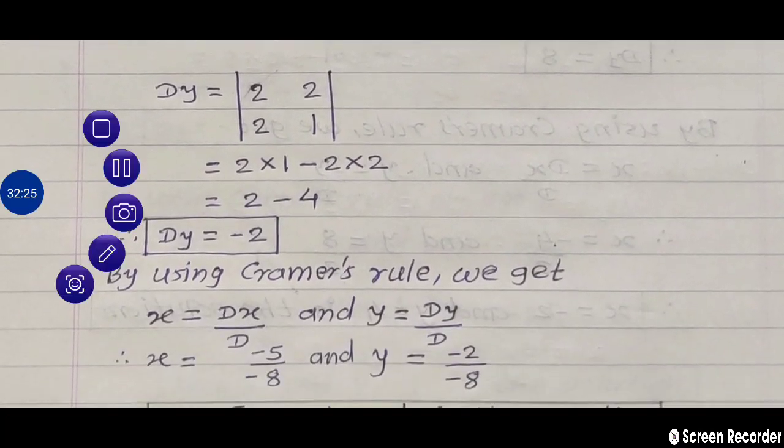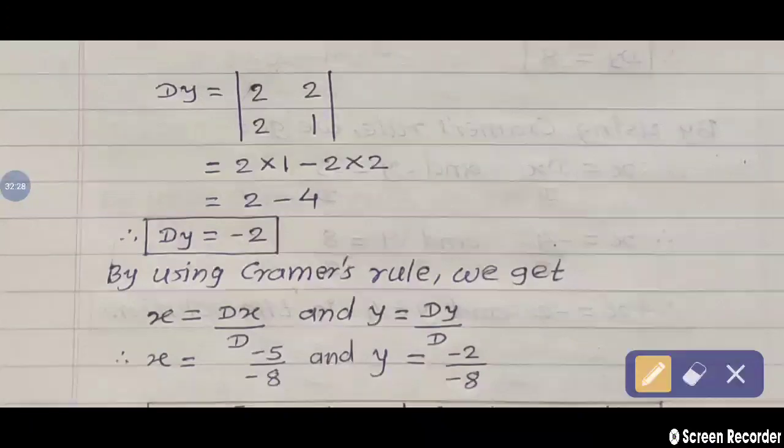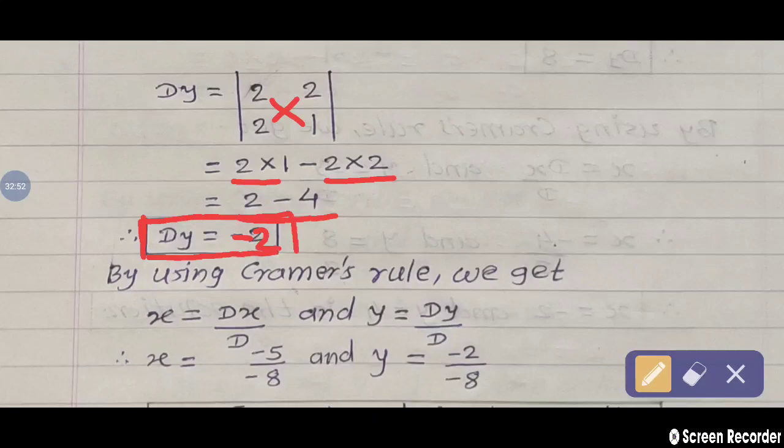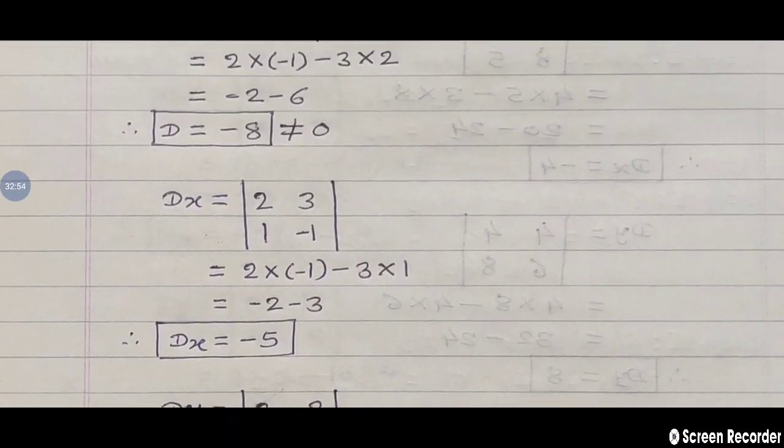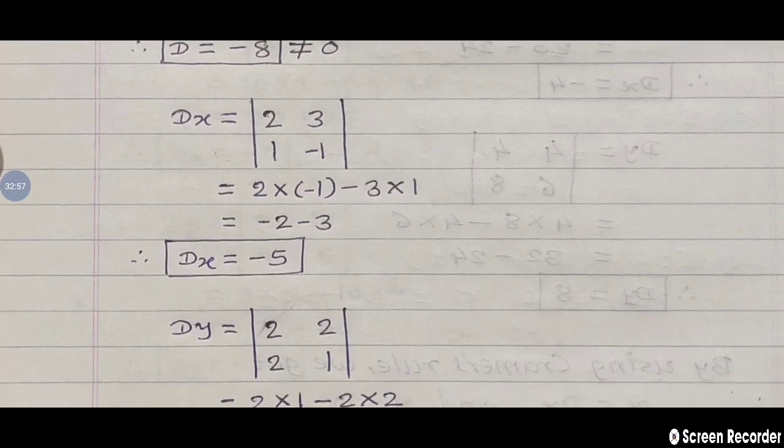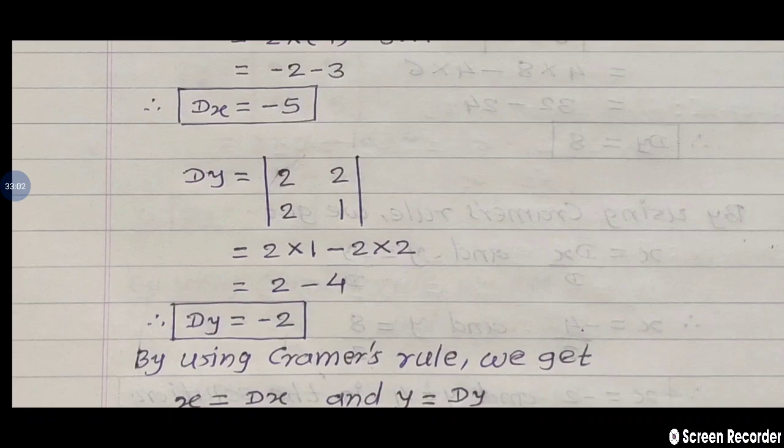Find out now. So 2 multiplied by 1 minus 2 multiplied by 2. So 2 ones are 2 minus 2 2s are 4. So 2 minus 4 means what? Bigger number having minus sign, so keep it as it is. And what is the difference between 2 and 4 or 4 and 2? That is a 2. So minus 2, we are getting the answer of value of Dy. So we are getting all three values. Value of D is minus 8. Value of Dx is minus 5. And value of Dy is minus 2.